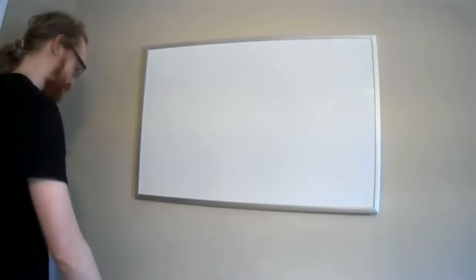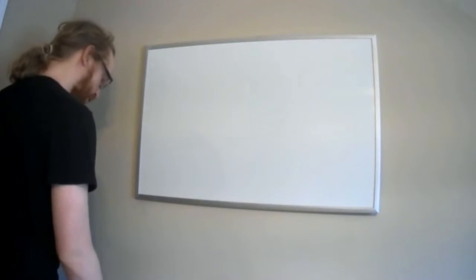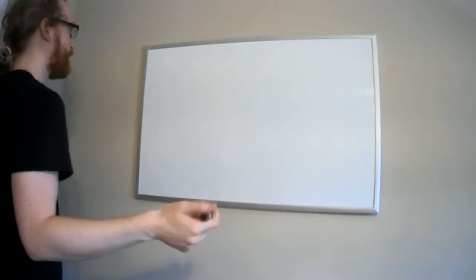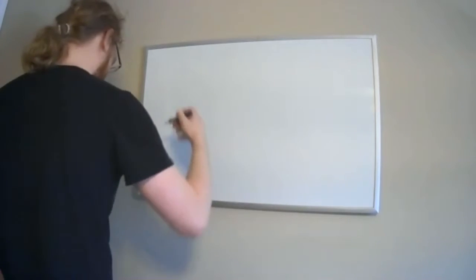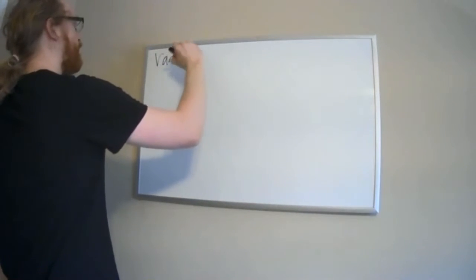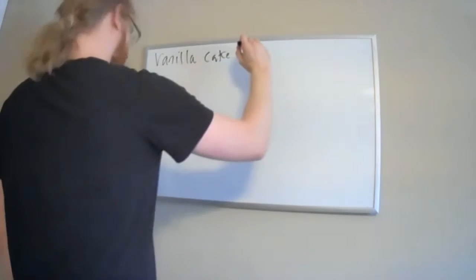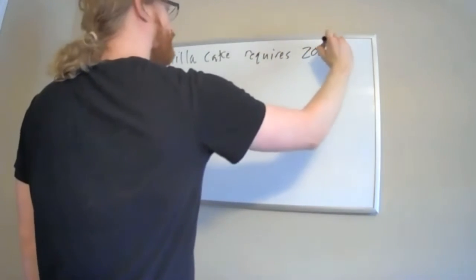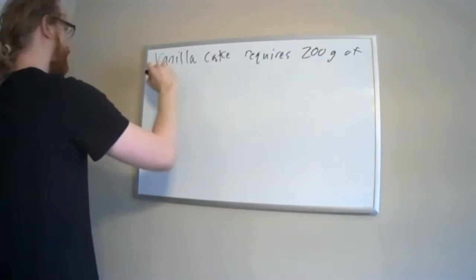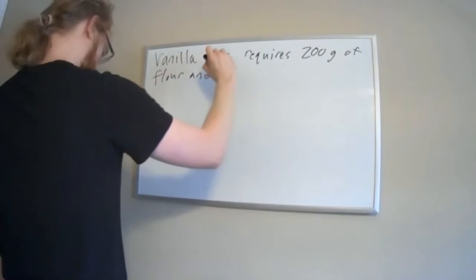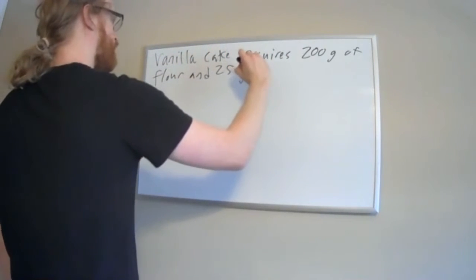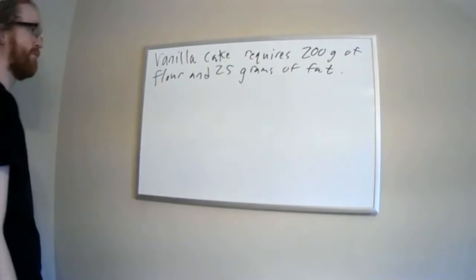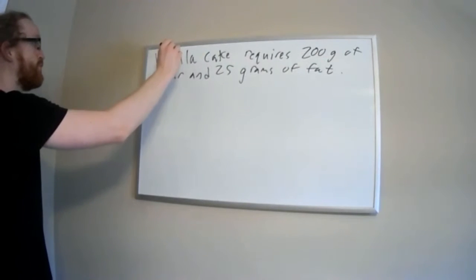So one more problem. This one's about cake. Let's say you're a bakery and you're baking cake at a bakery. We have two different kinds of cakes that we're going to consider here. So there's a vanilla cake. If I'm going to make this, it requires 200 grams of flour and 25 grams of fat. So flour and fat, not very nutritious.